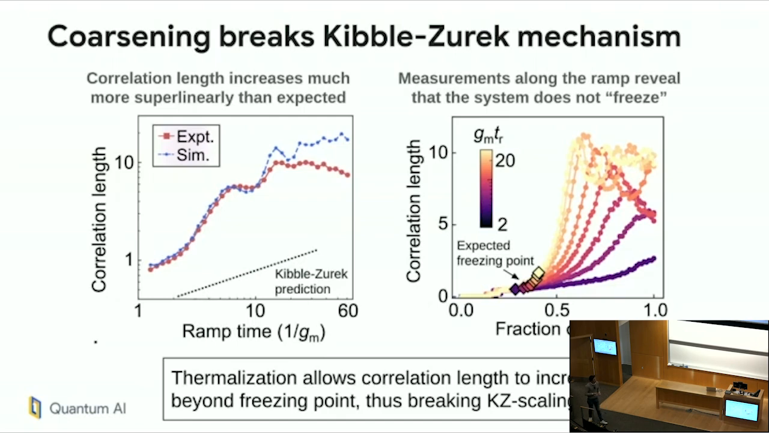Now, as a sanity check, we can pretend that this coarsening didn't happen and just stop the measurement right here, so we can go and measure there instead. We can then put that back in the left plot, and now we find that it does agree with the Kibble-Zurich mechanism, so this perfectly makes sense.